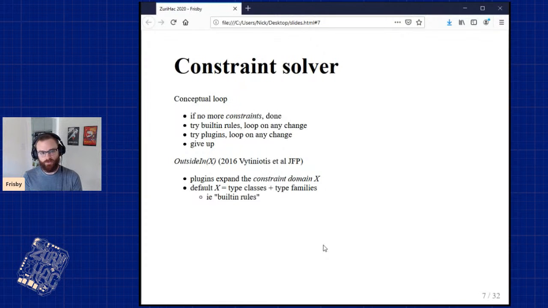Either there were no more constraints, so the loop's done, or there were some constraints, and depending on the source program, that's either a type error or just whatever remaining constraints end up being the inferred context on some function definition that we were type checking.